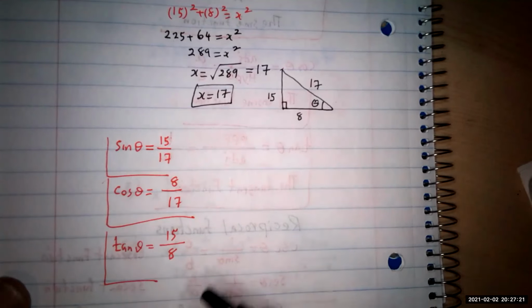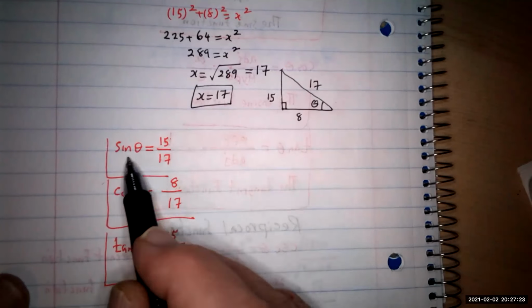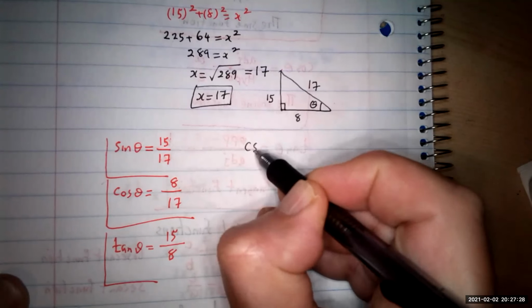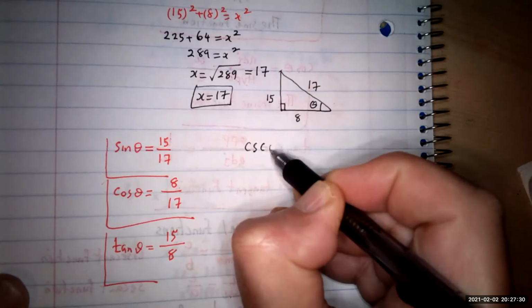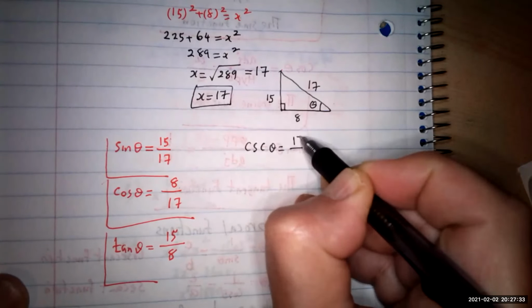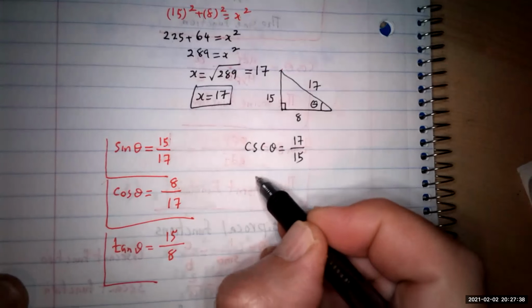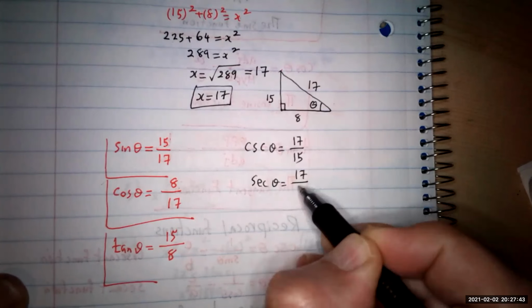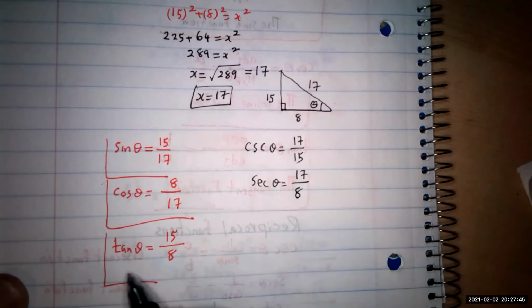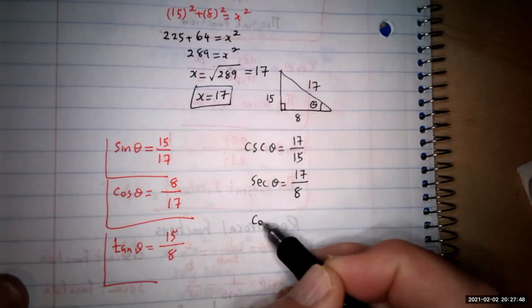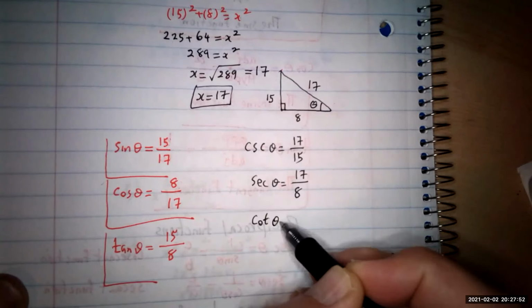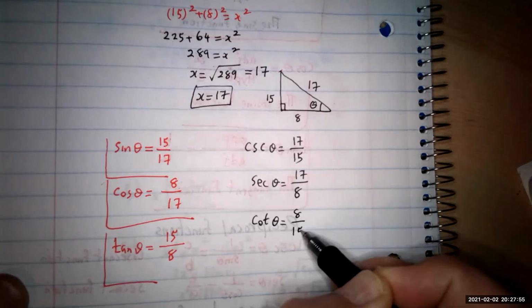Okay, flip it, that gives you those three. The first one, the reciprocal of the sine is cosecant. Cosecant of theta is 17 over 15. Reciprocal of the cosine is secant. Secant of theta, reciprocal, 17 over 8. Reciprocal of a tangent is cotangent. Okay, this is it. Cotangent of theta is 8 over 15, and you're done.